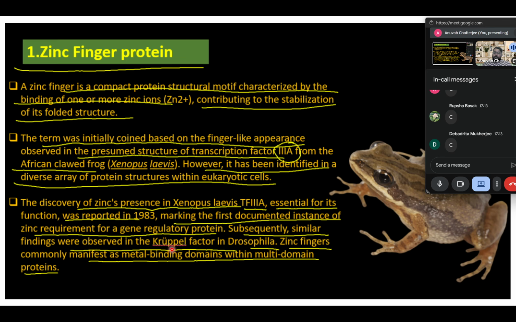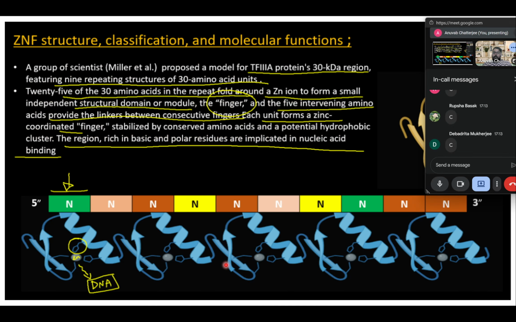Subsequently, similar findings were observed with the Kruppel factor in Drosophila. Zinc fingers commonly manifest as metal binding domains within multi-domain proteins. So they are part of proteins essentially. So what does it look like?